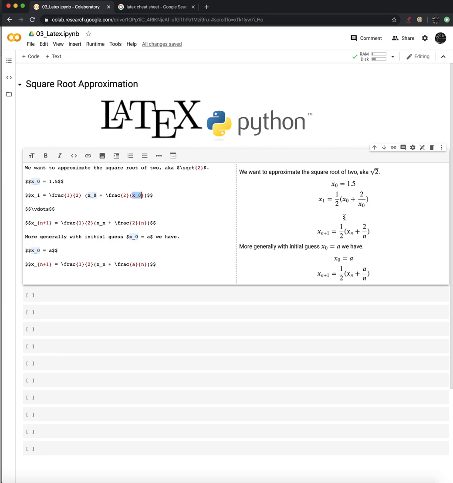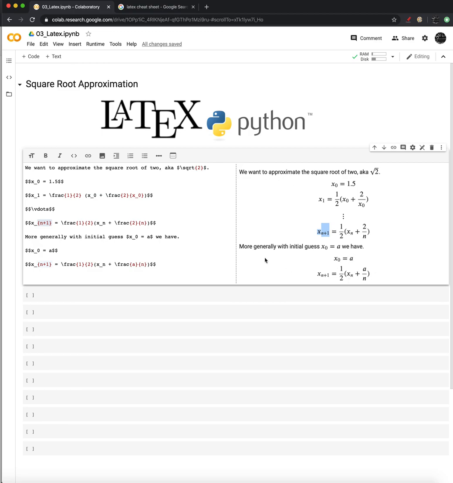There's a lot of other symbols that we'll encounter. Here's some vertical dots, that's just \vdots. And if you have a more complicated expression, longer than one character, in a subscript, you can just enclose it in curly braces and it'll stay as the subscript. Okay, so here we have our Babylonian algorithm written in text in LaTeX in the notebook.